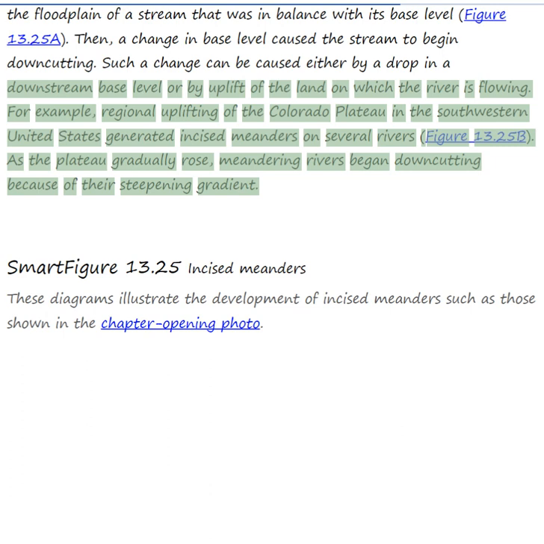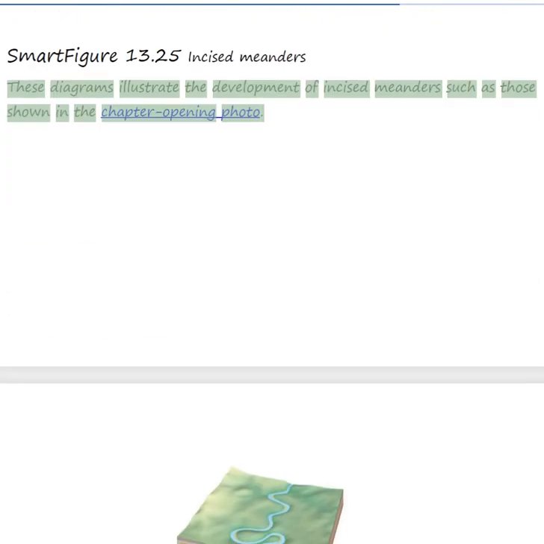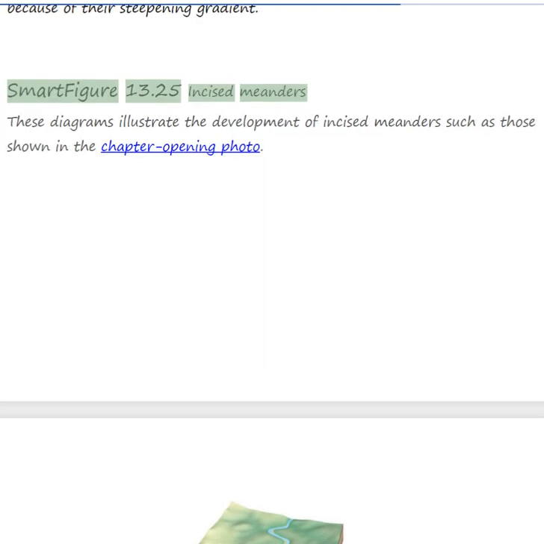For example, regional uplifting of the Colorado Plateau in the southwestern United States generated incised meanders on several rivers. As the plateau gradually rose, meandering rivers began downcutting because of their steepening gradient. These diagrams illustrate the development of incised meanders such as those shown in the chapter opening photo. Smart Figure 13.25 Incised meanders.